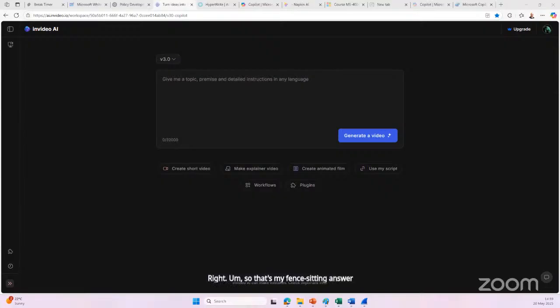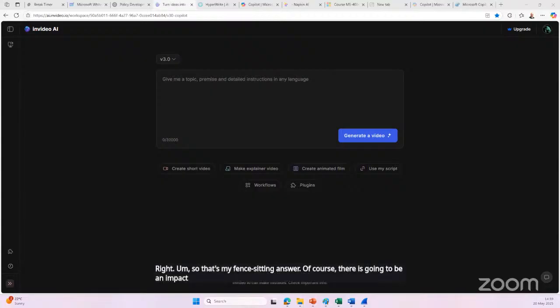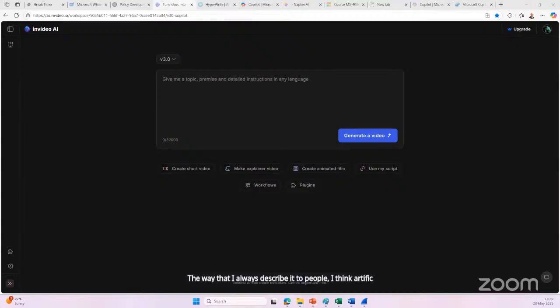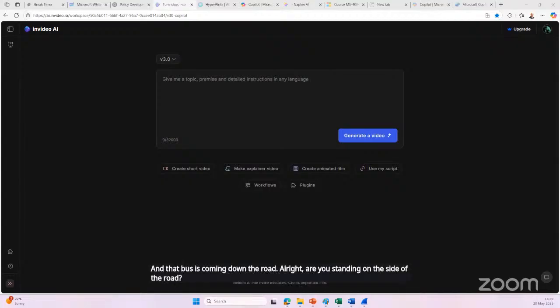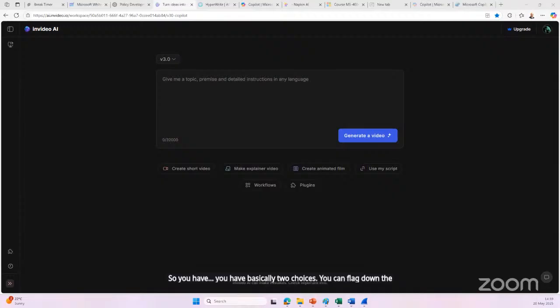Of course, there is going to be an impact, but ultimately it's up to you as to what that impact is going to be. The way that I always describe it to people, I think artificial intelligence is a bus, and that bus is coming down the road, right? And you're standing on the side of the road. So you have basically two choices. You can flag down the bus and get on it, okay? Or you can let the bus go by. Okay. Me, I flag down the bus and I'm happy to get on the bus.